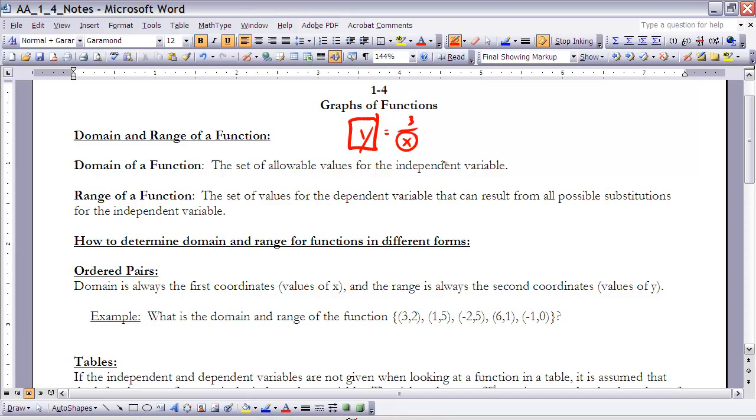So really, the values I can get for y is every possible value, except for 0. The only thing that I can't get is 0. There's no value I can plug in for x that will give me a 0 for y. Therefore, we would say the range of this function is all real values except for 0. And the domain in this case would be exactly the same. All real values except for 0.